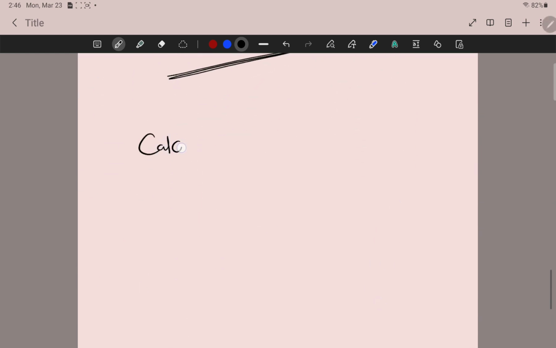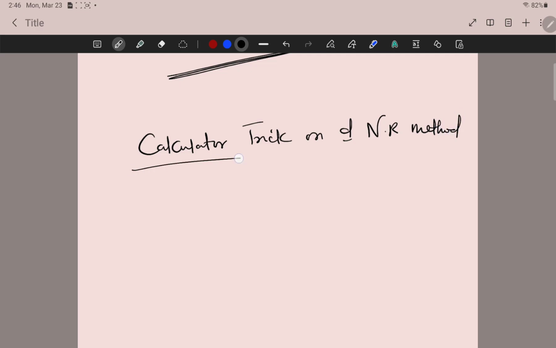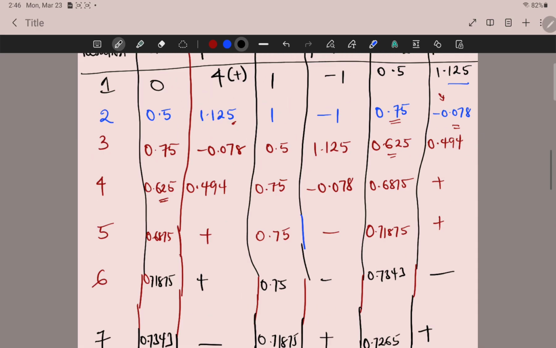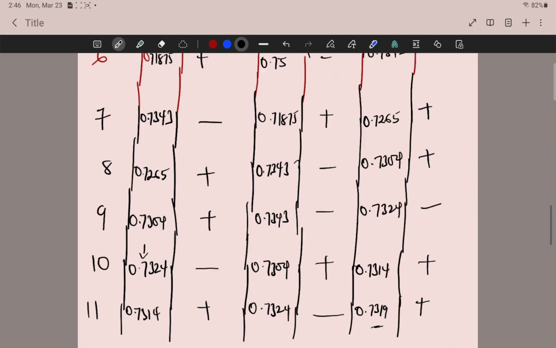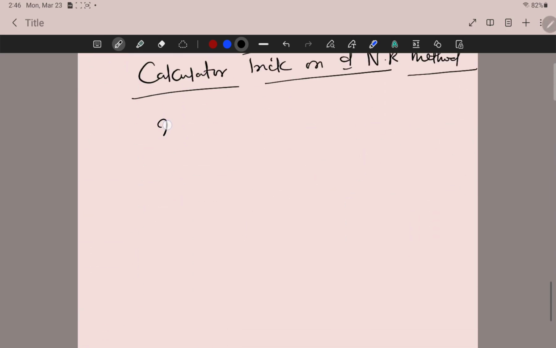Let's do the calculator trick on Newton-Raphson's method, on the same question. The question says x to the power of 3 minus 6x plus 4. Let's do the same thing. We'll find the interval of operation on a normal day. The interval of operation is the normal interval you always get, 0 and 1, by trial and error, right? So let's do that quickly.